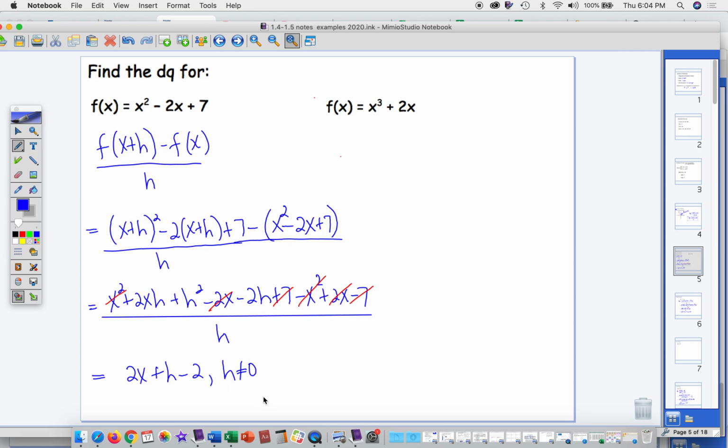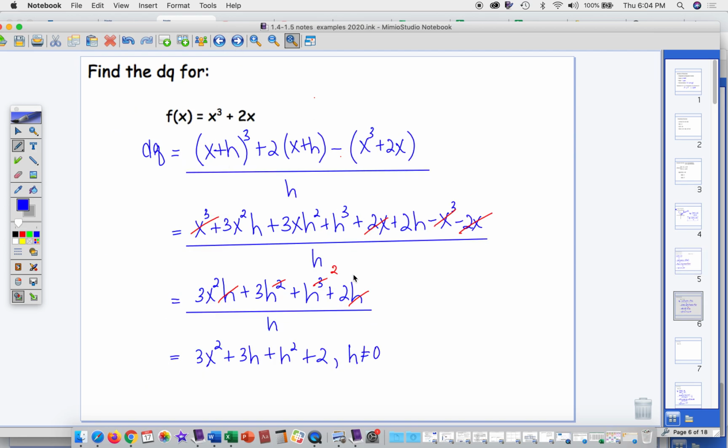Keep that in mind. Okay, what I'd like you to do is try this problem, f of x equal to x cubed plus 2x. Go ahead and write out the difference quotient for it, and then I'll show you the solution. So pause the video again, and then come back when you're done. Okay, let's see how you did with the next one.